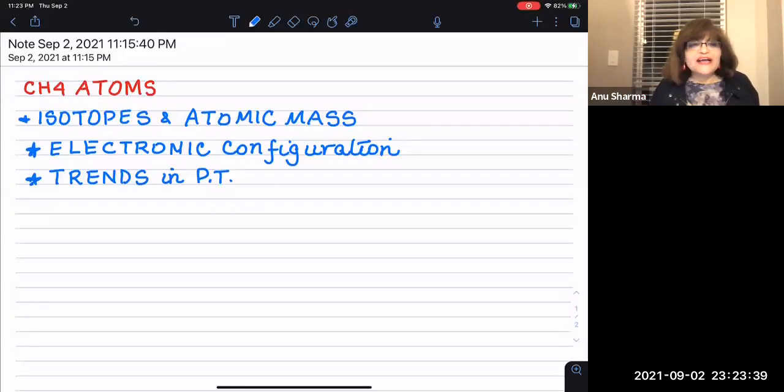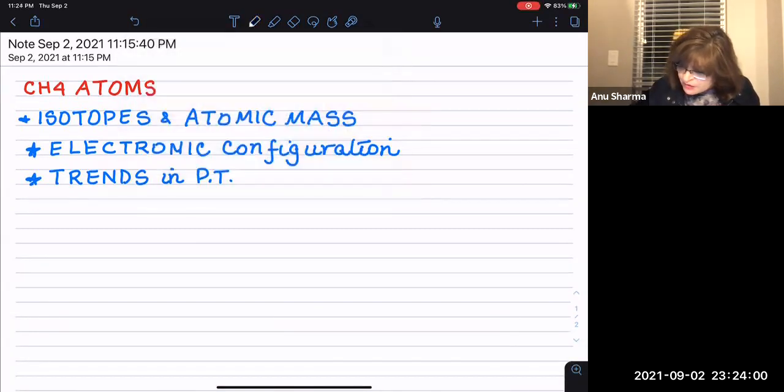Hi, guys. Okay, let's finish chapter 4, which is on atoms, and we are looking at the isotopes and how to calculate the average atomic masses of the isotopes. Then we're going to look at the electronic configuration in a lot more detail, and then the trends in the periodic table. So first of all, let's look at the isotopes.